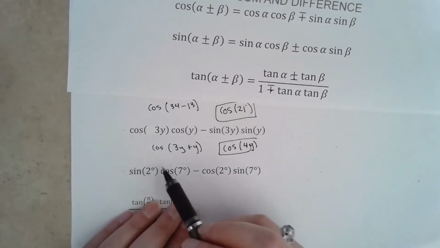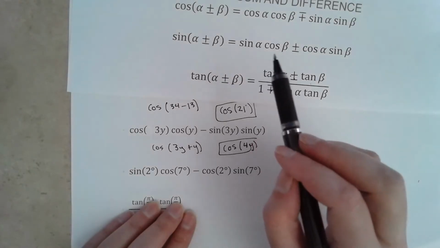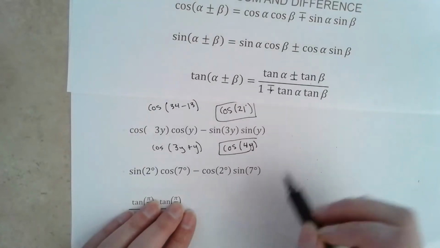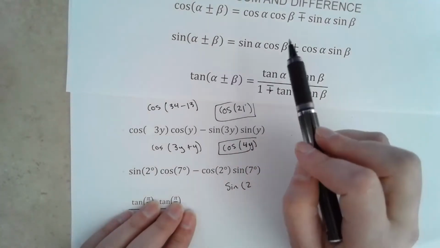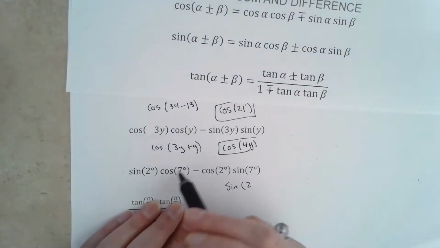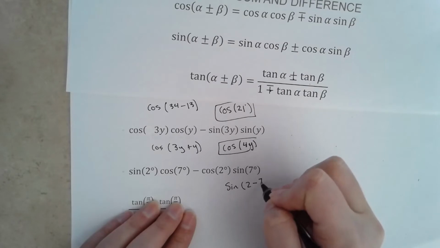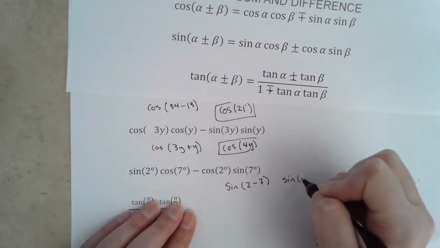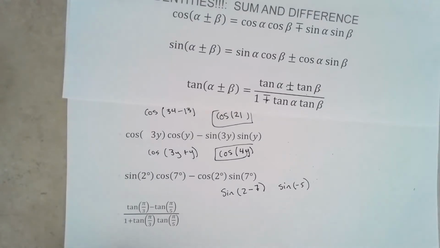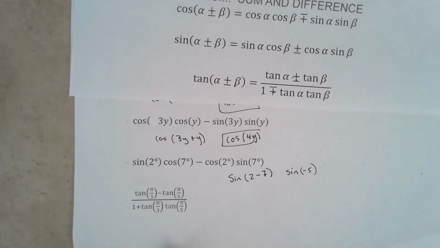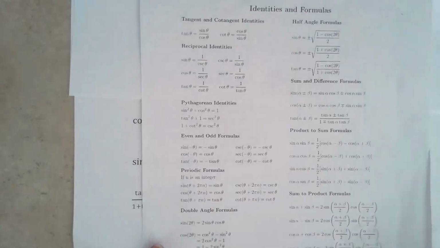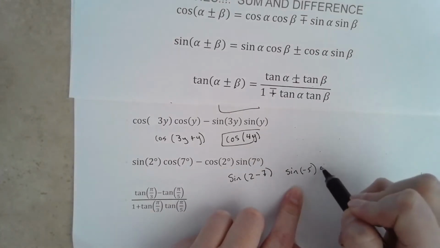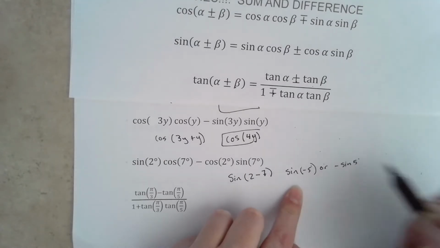On this one we have sine, cosine, cosine, sine. So sine, cosine, cosine, sine is our sine. So sine of 2. Okay, if you notice this is plus minus, so it means it's going to be the same. So if this is minus, this is going to be minus 7. So then we'd have sine of negative 5. Okay. You can leave it like that, or if you notice the even and odds right here, sine of a negative angle is negative sine theta. So I leave mine like that, or you could write it as negative sine of 5. Okay.